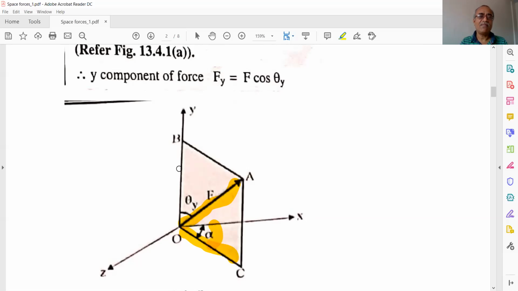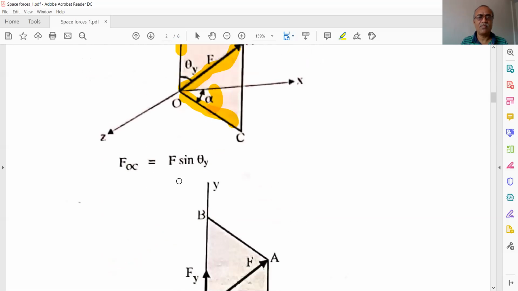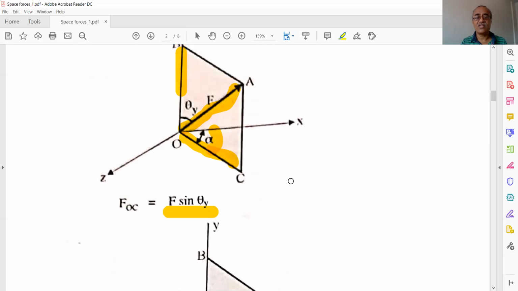Over here, I can find out that the y component of this particular force is Fy equal to F cos theta y. Now this FOC will naturally be F sin theta y. We have already studied how to resolve the force along the x-axis and y-axis. Whenever we studied the two-dimensional resolution of forces, one component was F cos theta and the other was F sin theta. On similar lines, this has been resolved.